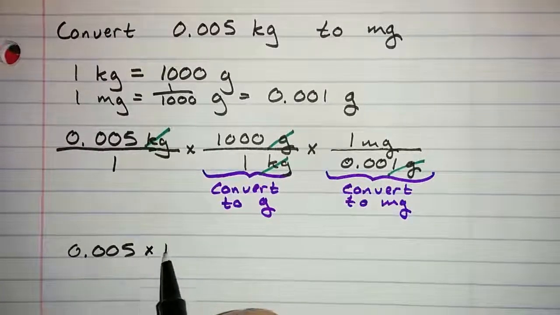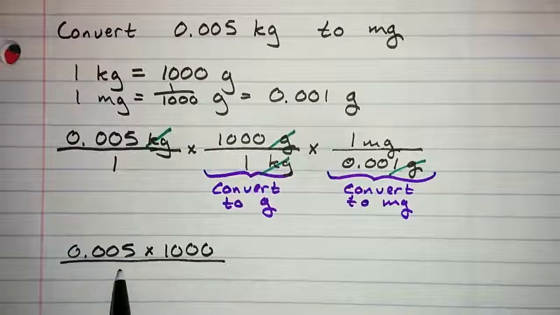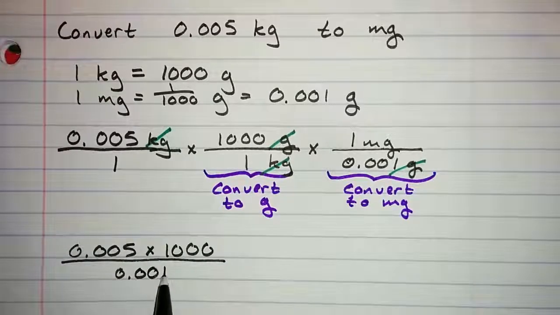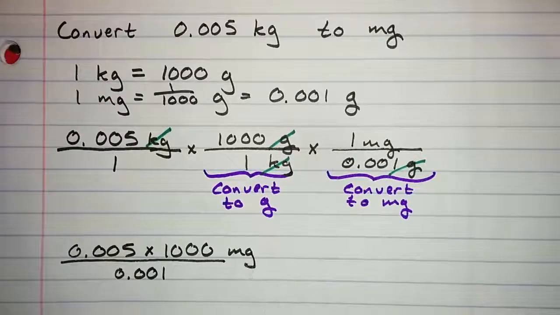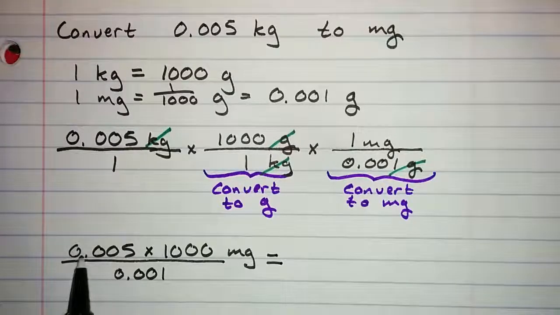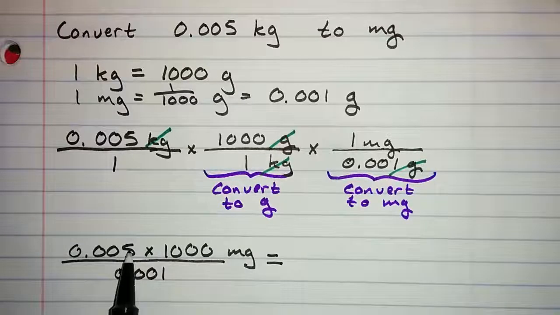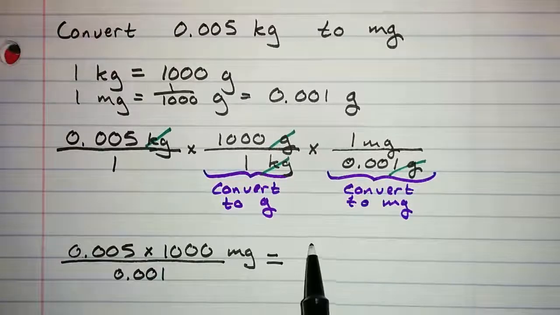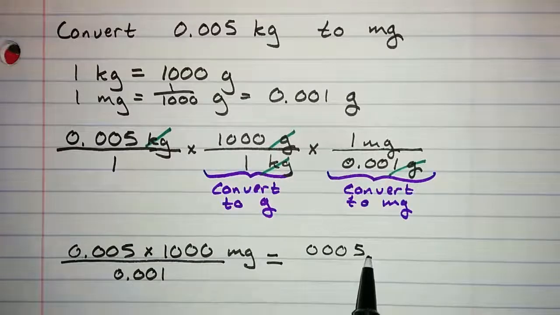We'll have 0.005 times 1,000 over 0.001 milligrams. All right, let's start by working out this multiplication. 0.005 to multiply by 1,000, I want to move the decimal point 3 places to the right. Let's see. 1, 2, 3.